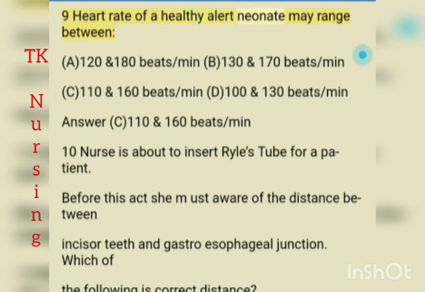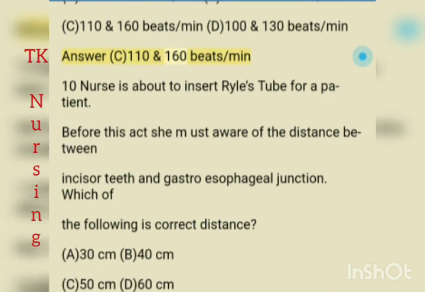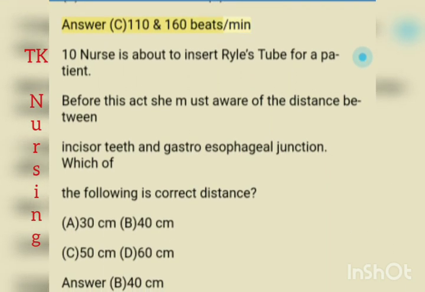9. The heart rate of a healthy alert neonate may range between A. 120 and 180 beats per minute. B. 130 and 170 beats per minute. C. 110 and 160 beats per minute. D. 100 and 130 beats per minute. Answer C. 110 and 160 beats per minute.